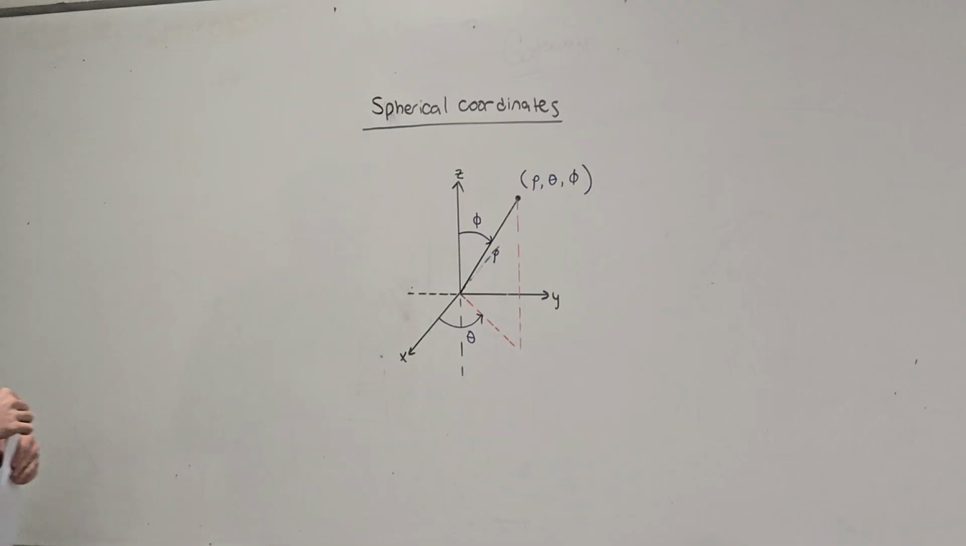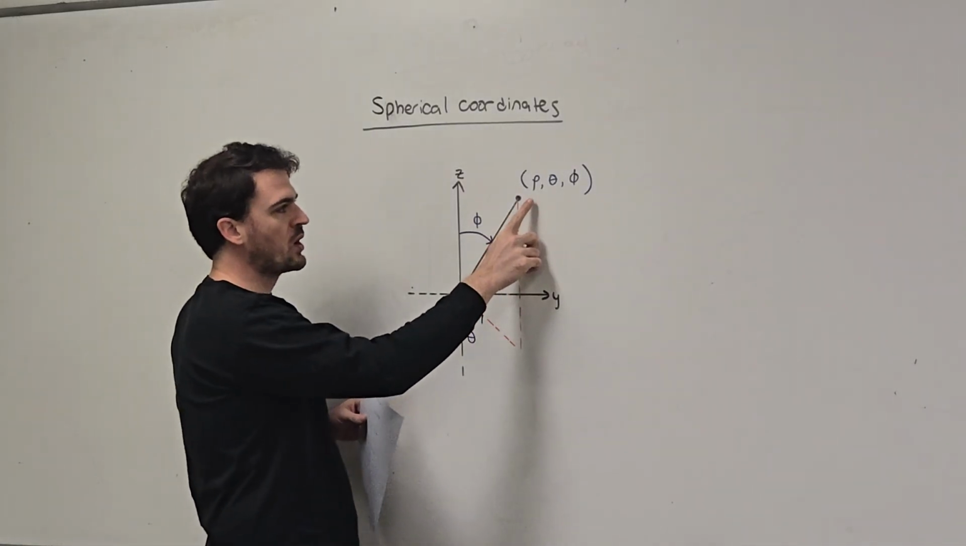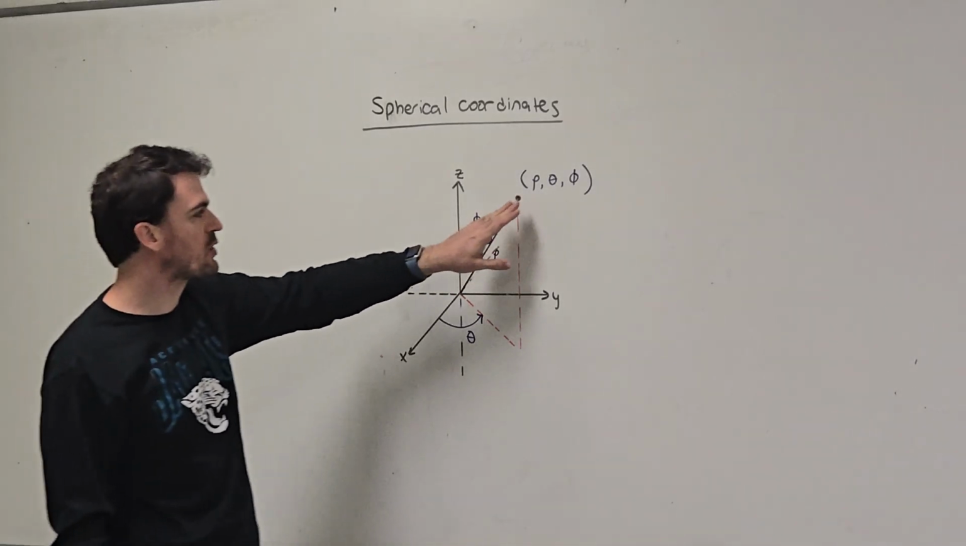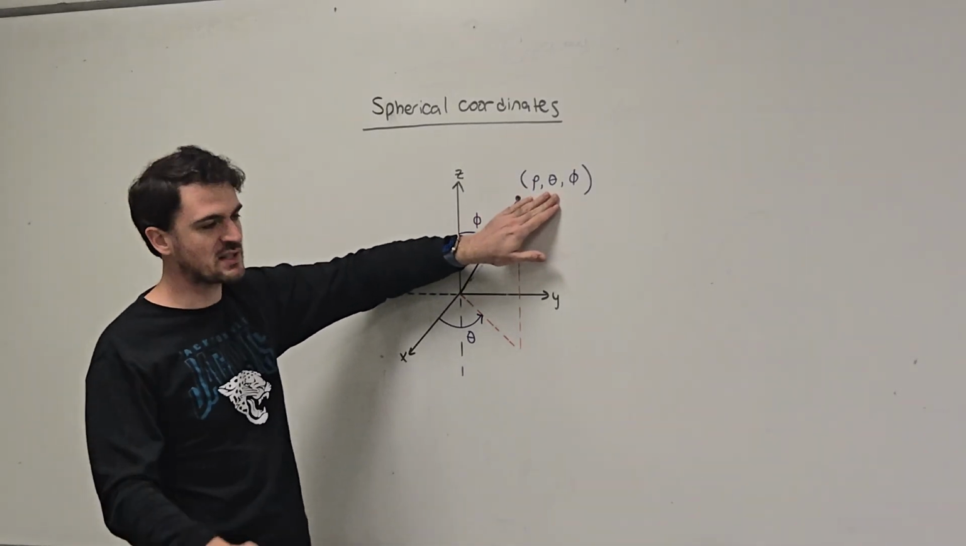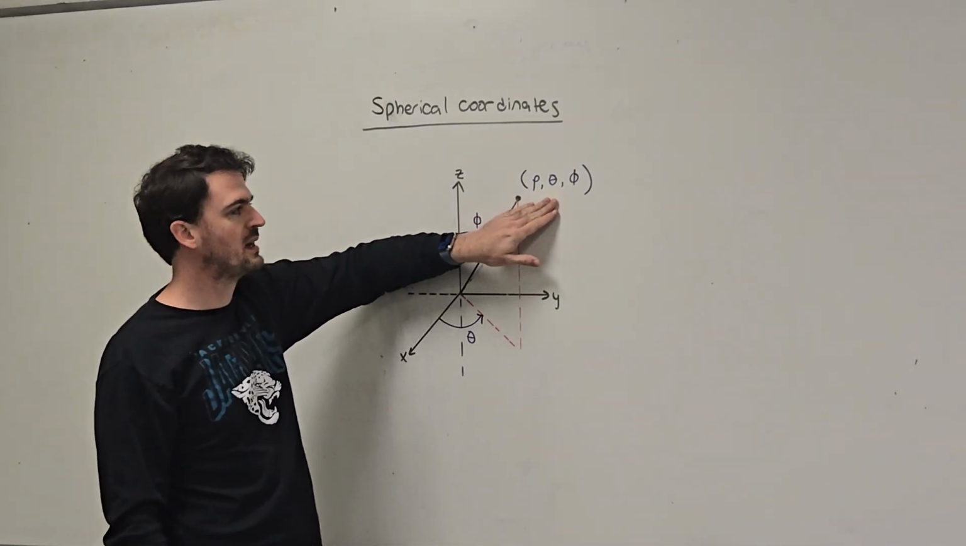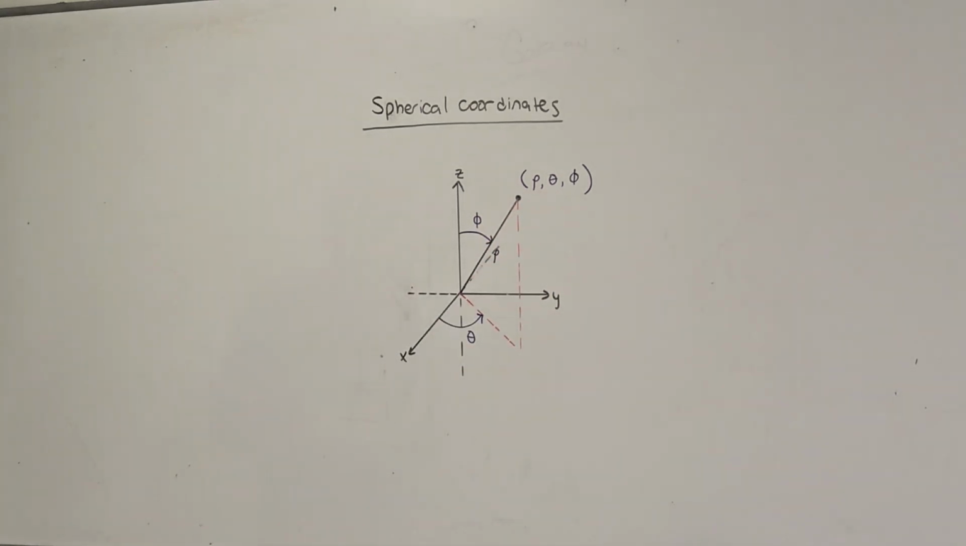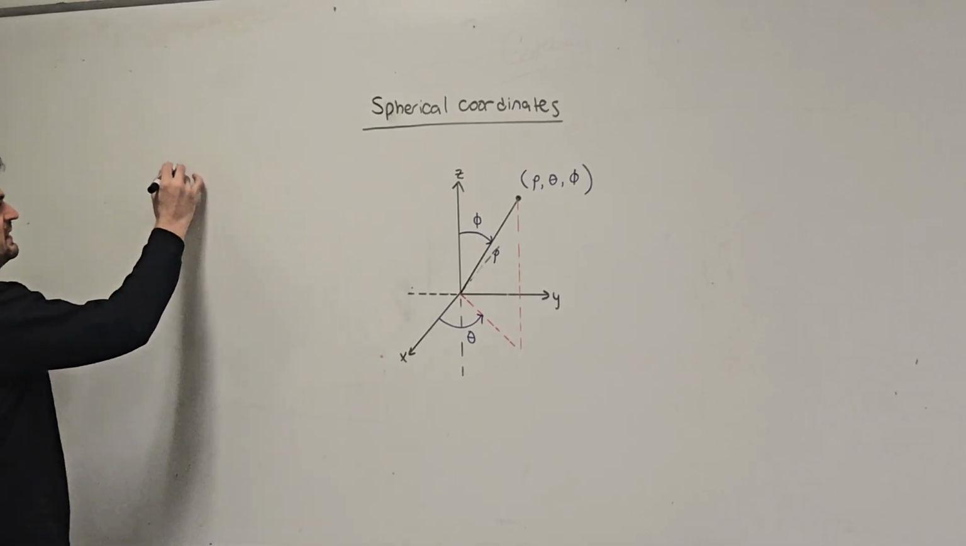So we have an ordered triple, which now we're going to have rho, so this is the Greek letter rho, theta, it's actually the same theta that we saw last time, and the Greek letter phi.